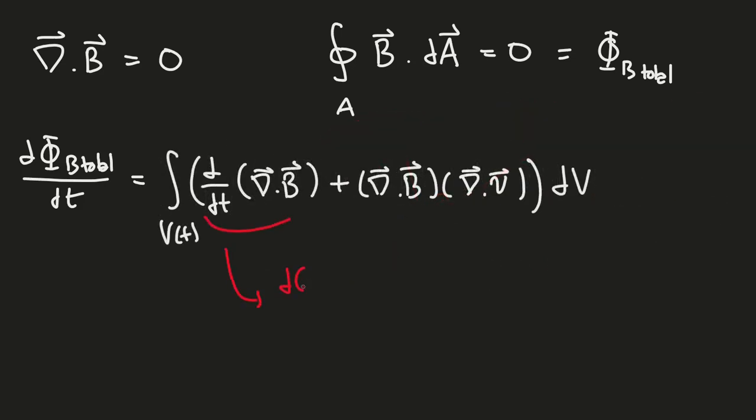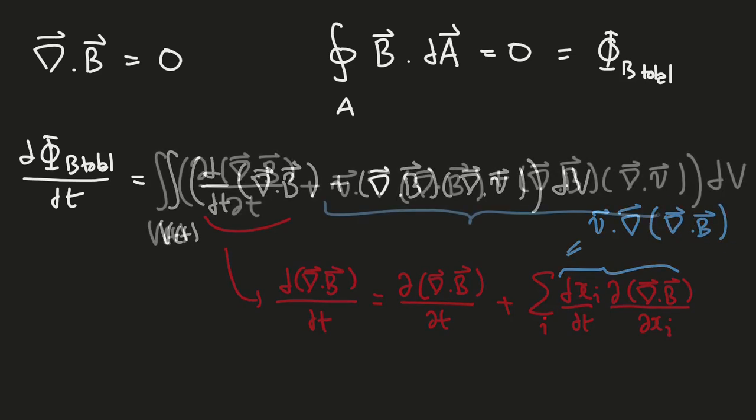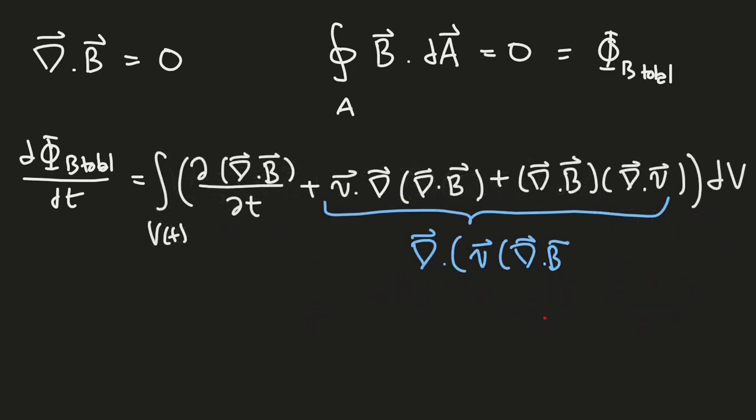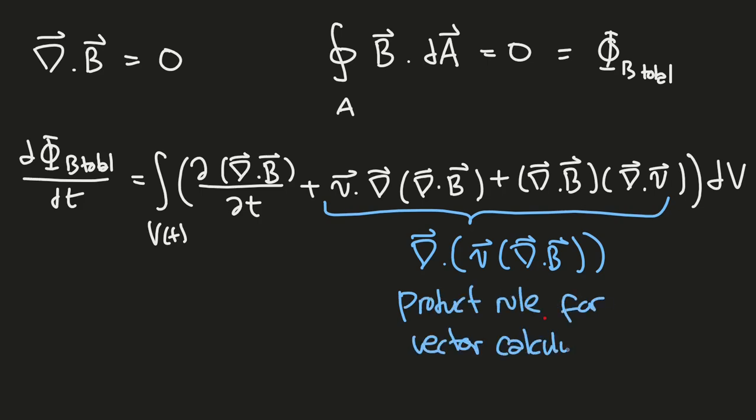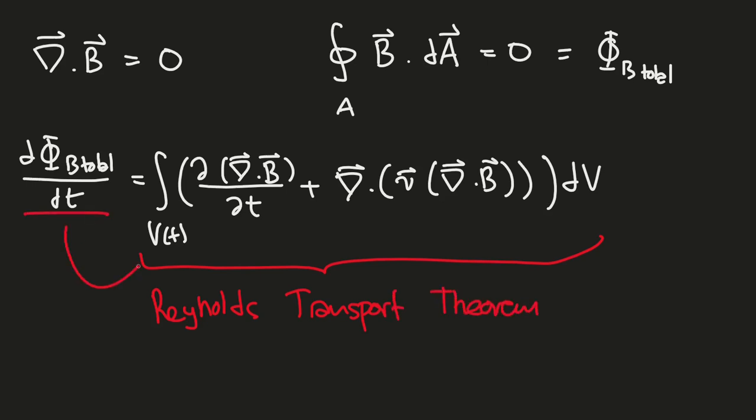Here, this part is the total differentiation of nabla dot B with respect to time. So by the partial differentiation chain rule, we will get this. And in this part, we get a directional derivative analogy. And in the next result, we will get this part as a consequence of the product rule for vector calculus, and the result is this. Here, the result is known as Reynolds transport theorem, which explains from flux that the region of integration changes along the parameter.